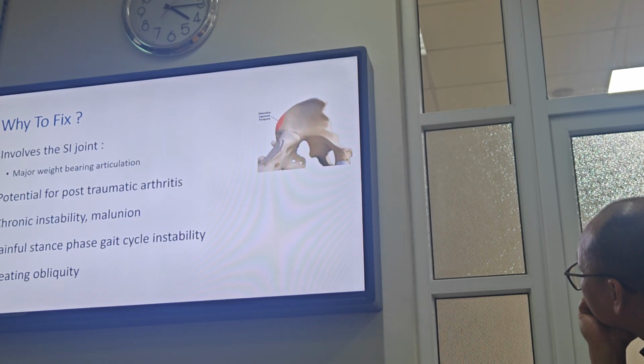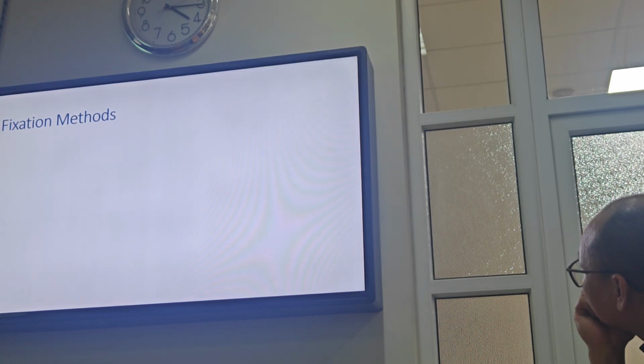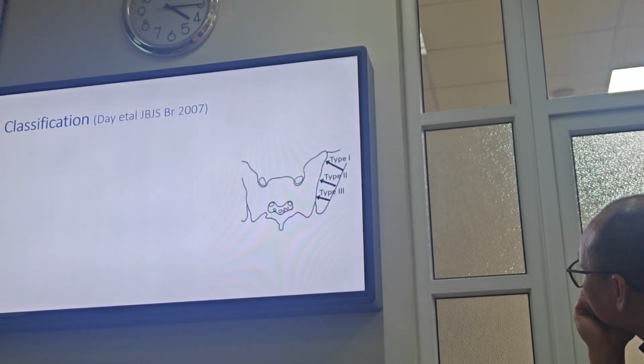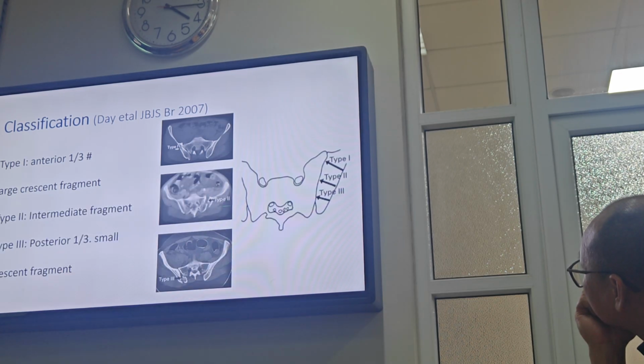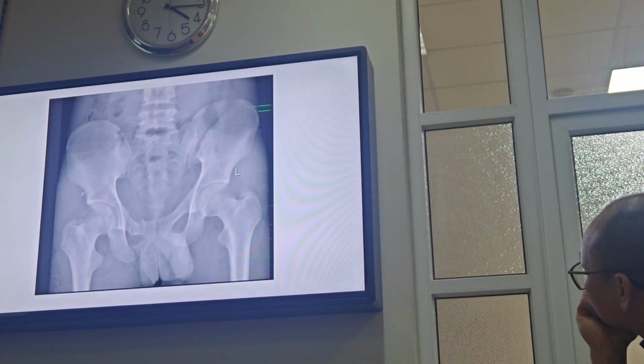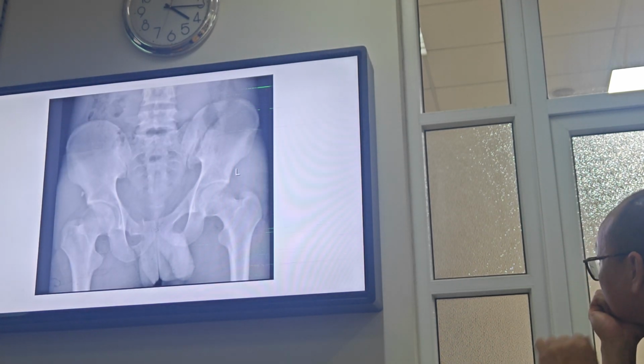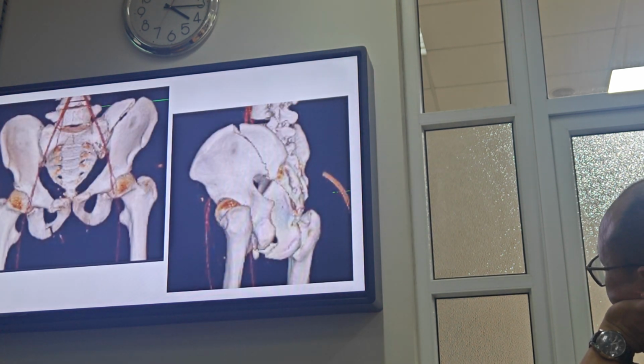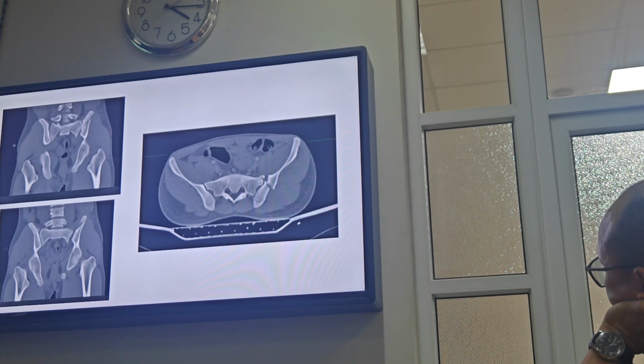Again, if you do not fix the SI joints, it will lead to arthritis, which will cause problems. So again, you can put in the crescent fractures through iliosacral screws. The type 2 and type 3s can be put through iliosacral screws, whereas the type 1s, which are higher, you put it with anterior plates. Now this is a crescent fracture here. You can see that crescent here.